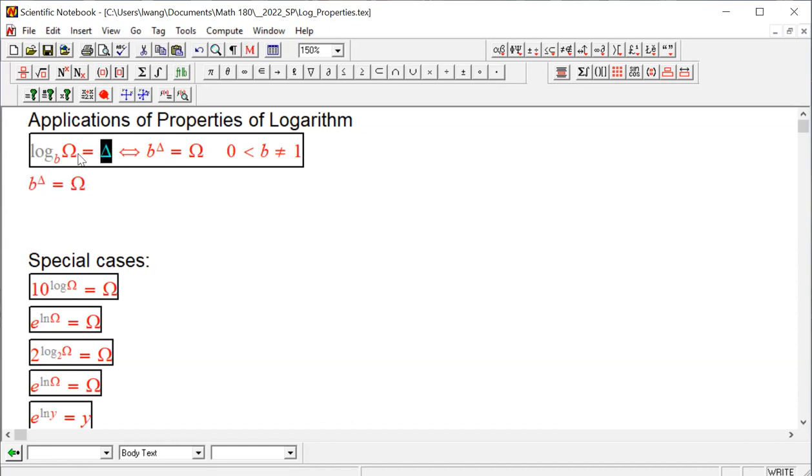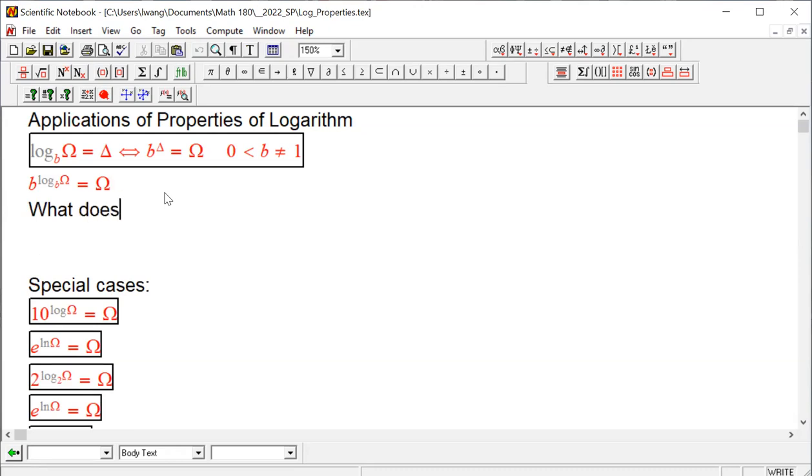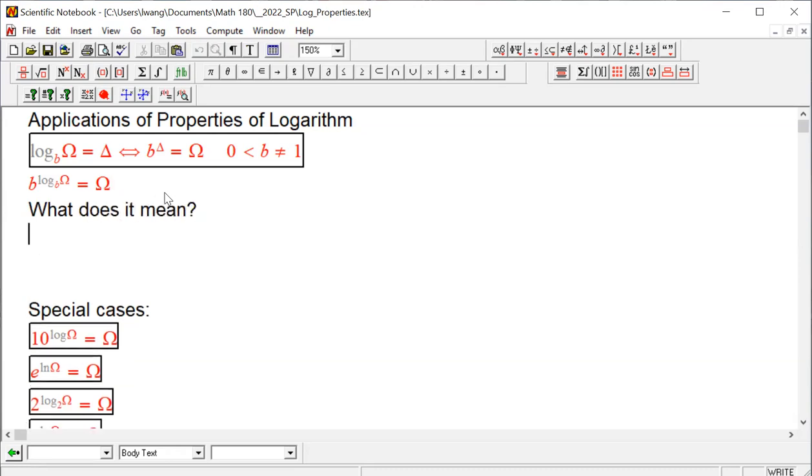A triangle is also the same as log base b of omega. So if I replace the triangle by its equal, we will get that identity right away. What does this mean, right? Well, the meaning of this expression is actually very interesting. First of all, of course, we understand omega is going to be positive, because this definition has indicated that omega is always going to be positive.